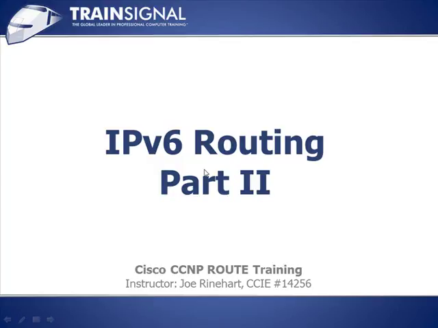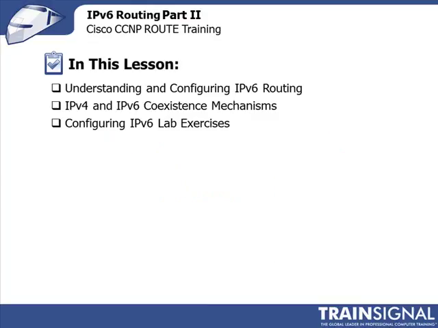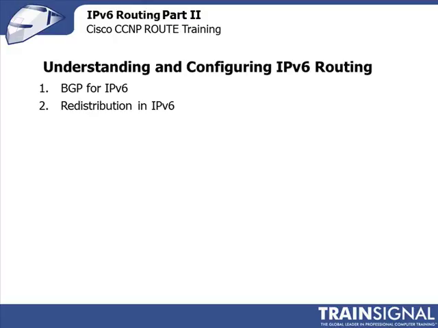Now we're going to drill a little bit deeper into IP version 6 in the sections that we haven't already covered. In this lesson, we will continue our discussion of understanding and configuring IP version 6 routing. We will look at some of the many IP version 6 IP version 4 coexistence mechanisms, and then we will finally apply a number of these things that we've learned in our lab environment. We're actually going to examine under routing, we're going to look at BGP for IP version 6 and then a little bit about route redistribution.